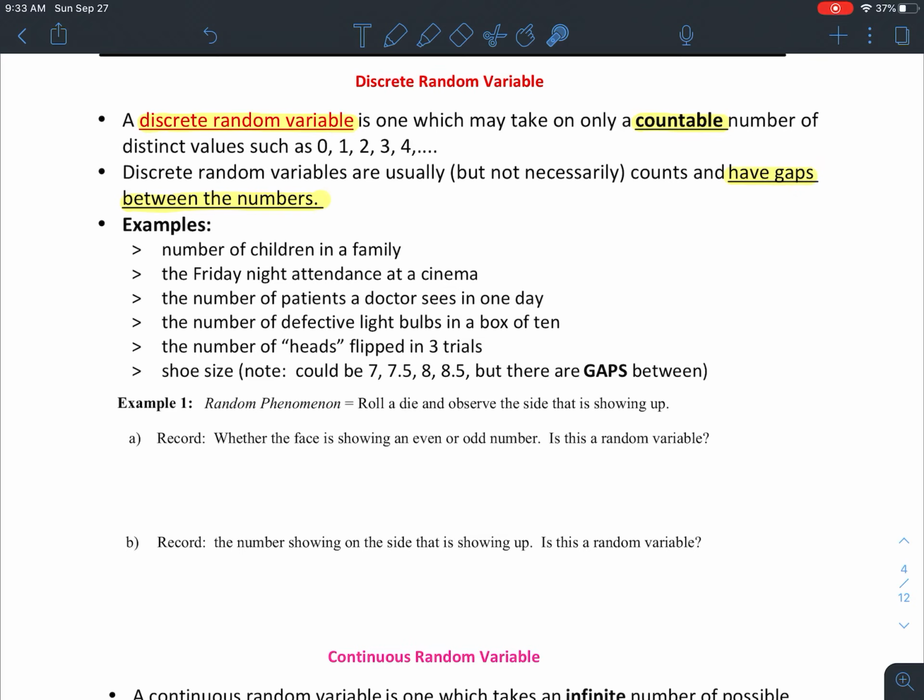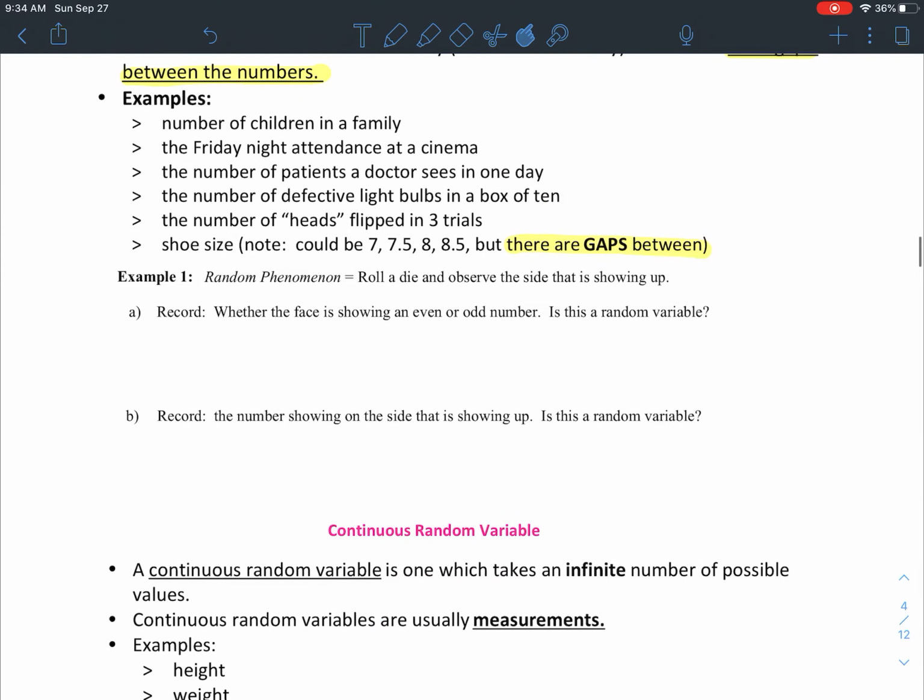Friday night attendance at a cinema, okay? The number of patients that a doctor sees a day, okay? Now, don't think that discrete means that it can't be a decimal. It's really more about, can there be gaps in between? Okay, so for example, shoe size. We know that someone could wear a size 7, someone could wear a size 7.5, but there's not really any shoe sizes between a 7 and a 7.5. So that's what we mean by saying that there are definitely some gaps in between those numbers.